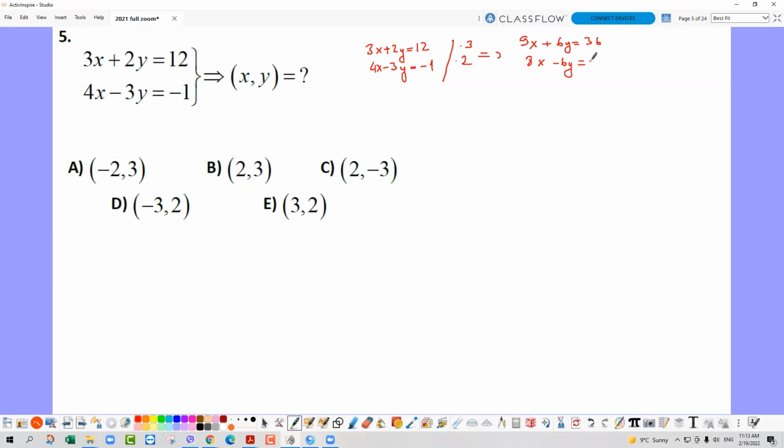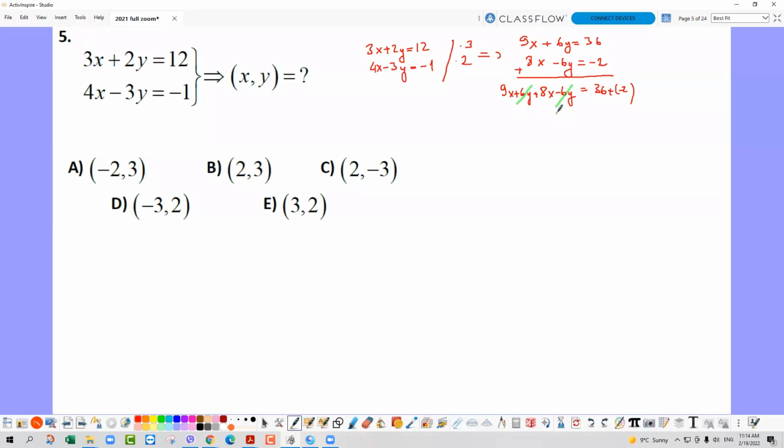2 times minus 1, it's going to be equal to minus 2. So when I add side by side, addition means here's 9x plus 6y, plus 8x minus 6y. And here 36 plus minus 2. And the sum here, as you see, plus 6y and minus 6y simplify each other. That's why we multiply by 3 and 2.